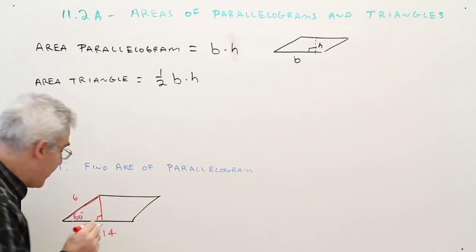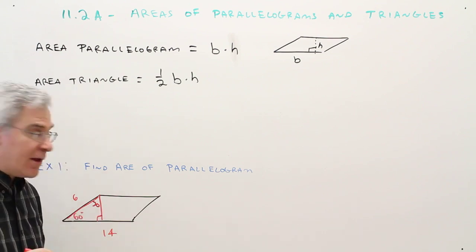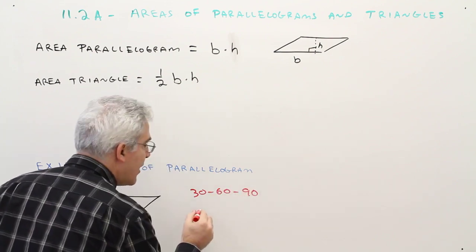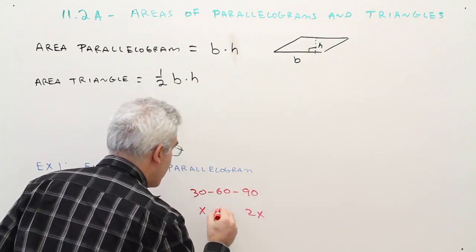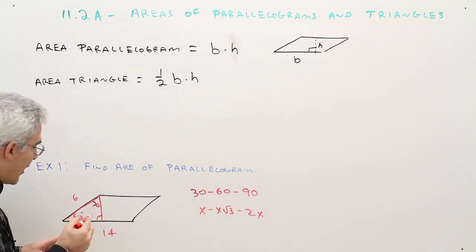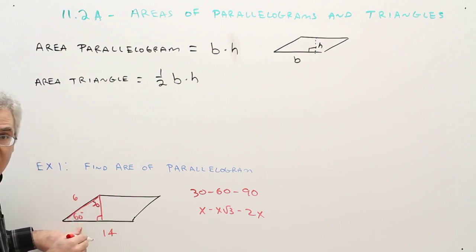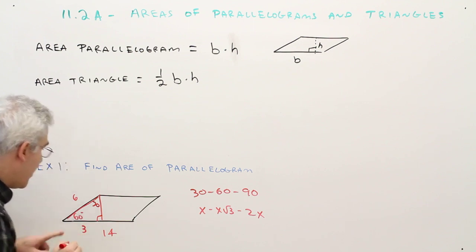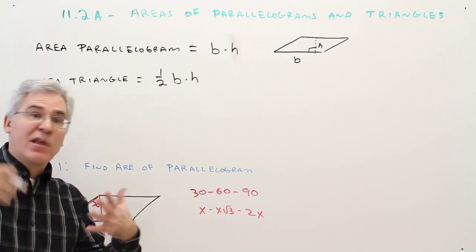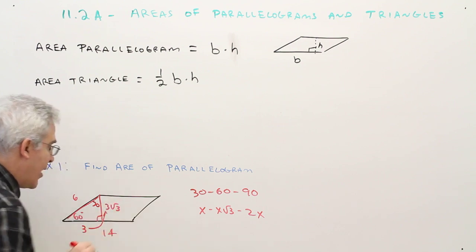If this is 60, this angle over here must be 30. And then hopefully you remember your 30, 60, 90 ratios. I'll write them down for you. 30, 60, 90, x, 2x, x rad 3. So I recall that the hypotenuse is 6, so opposite of 30 is going to be half that, or it's going to be 3. And then going from opposite 30 to opposite 60, the way I remember is you just multiply by rad 3. So going this way, that's going to be 3 rad 3.